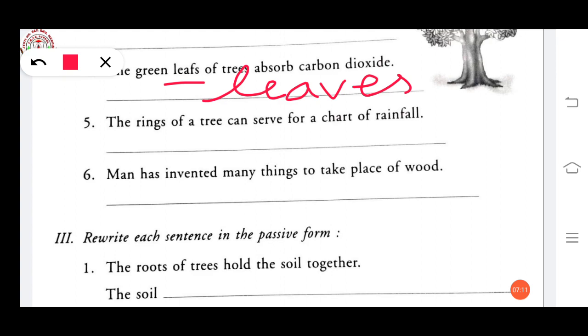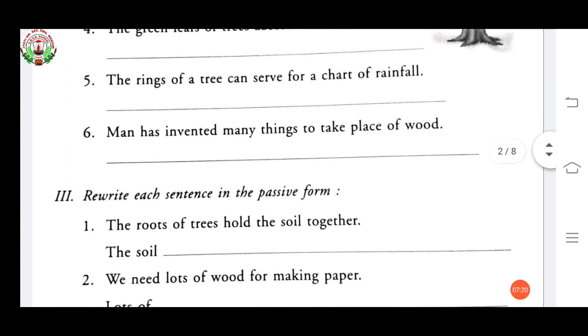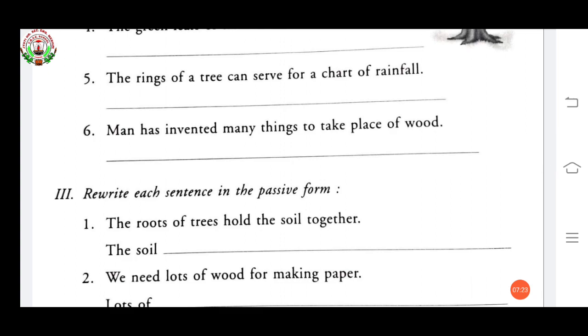The green leaves of trees absorb carbon dioxide. Now fifth one. The rings of a tree can serve for a chart of rainfall. Here "for" is given. In the place of "for", what you have to write? In the place of "for" you have to write "as". The rings of a tree can serve as a chart of rainfall.